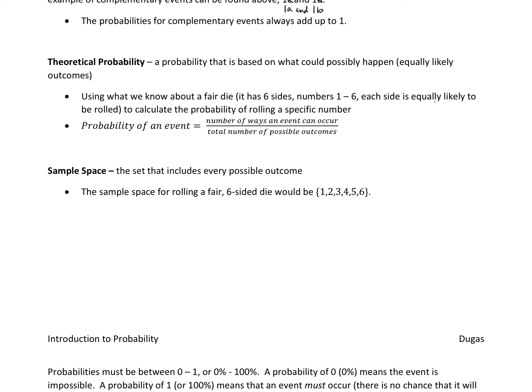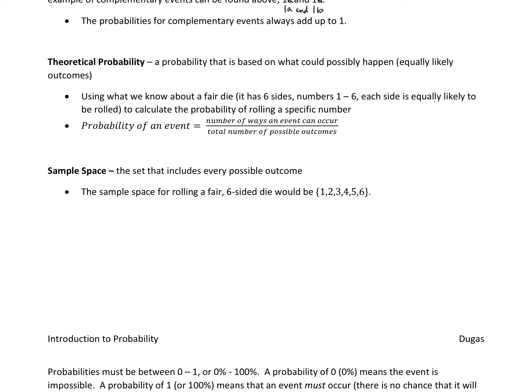That's what happens when you do experimental probability. But in theory, we know that each number has the same chance of being rolled. So the probability of an event occurring when you're talking about theoretical probability is the fraction for the number of ways an event can occur on the top and the number of total possible outcomes on the bottom.